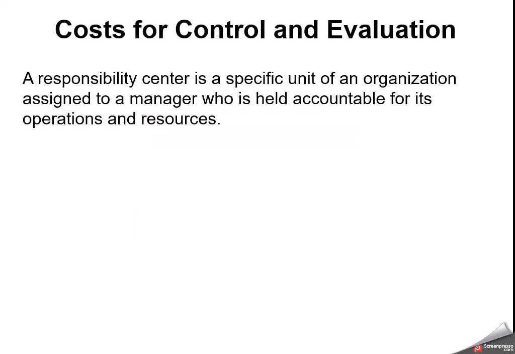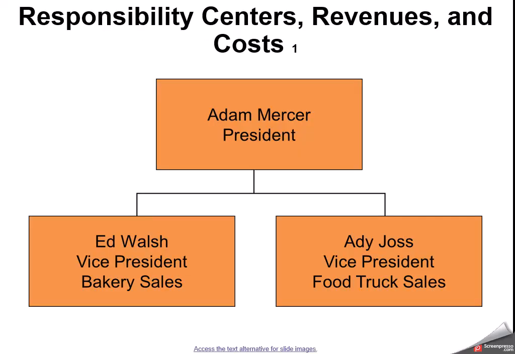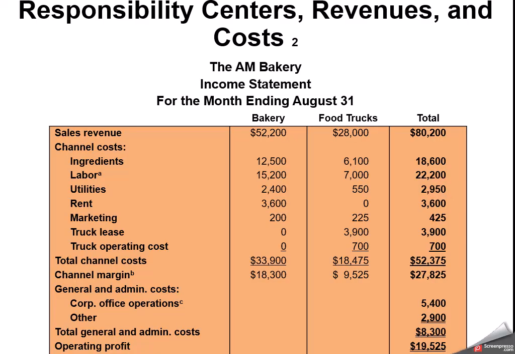Okay, then we've got different responsibility centers that can be set up, and we end up allocating costs to those eventually. Here we have an example where we've got a president of that bakery, a vice president that's over the bakery, and a different vice president over the food truck. It depends on how big that business gets, whether you would need that separate personnel. We're going to segment it out to say this is how much we're making at the bakery, this is how much specifically we're making on the food trucks, and then we're going to combine them.